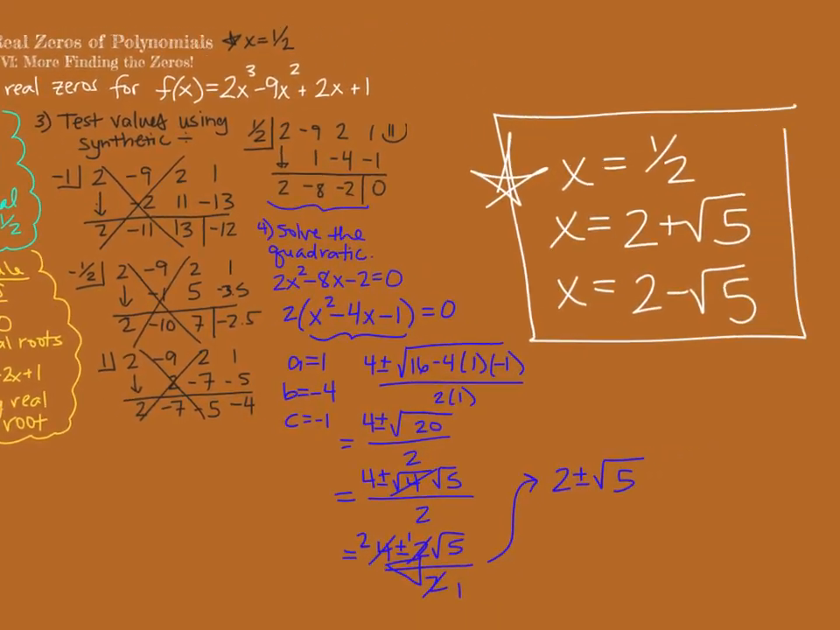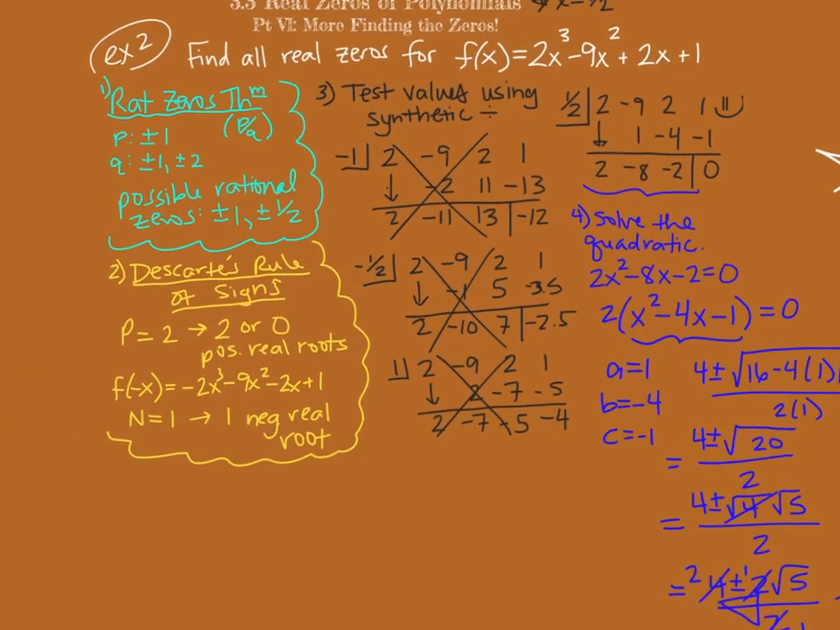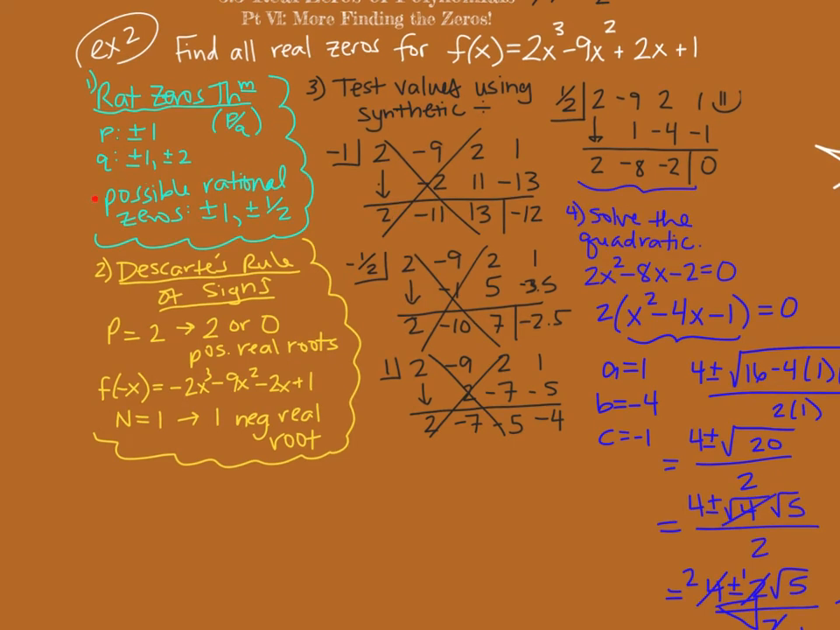Did we have 2 positive real roots? Yes. 1/2 is positive, so is 2 plus root 5. The 1 negative real root is here. 2 minus root 5 is a negative number. Now, these two numbers are not rational. They're real though. This is a rational number. Let's go back to the rational zeros theorem. This gives us the possible rational zeros, meaning if we had any rational zeros, they would be one of these 4 numbers. And it was. 1/2 was a root. However, not all of our roots end up being rational, and that's why we need to use things like the quadratic formula to find them.